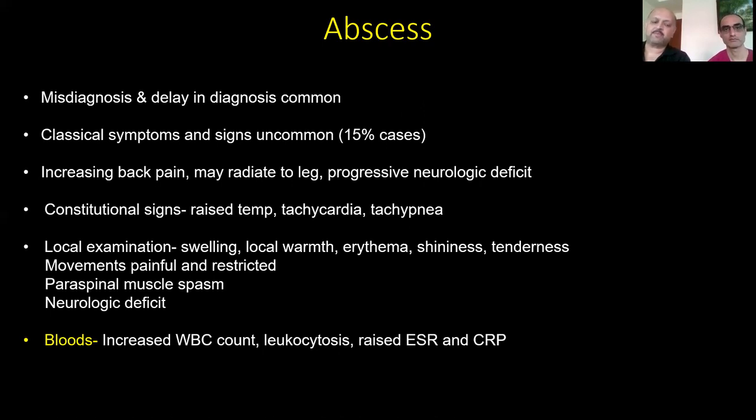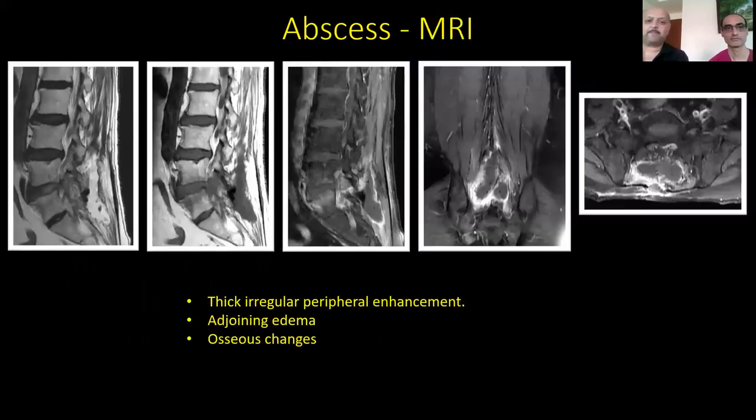The constitutional symptoms may be present, signs may be present such as increased temperature, but look for subtle signs such as tachycardia and tachypnea. Local examination may reveal swelling, local warmth, erythema, shininess or tenderness at the wound. Movements will be painful and restricted. The bloods show leukocytosis, an increased WBC count, and raised ESR and CRP.